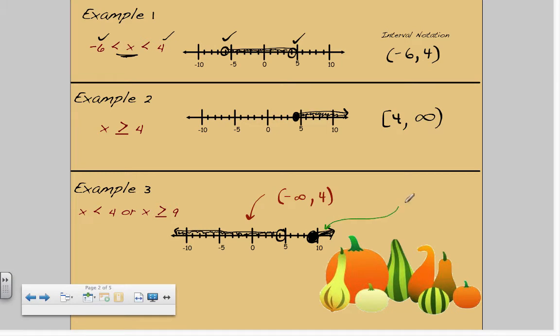This part of the graph starts at 9 and goes on to infinity. Make that look square, it looks round. And then of course I have to put an or sign, and I can use the word, or let's be real professional. Do you remember the symbol for or? That's right, it's a V. So there's the interval notation for this algebra or graph.